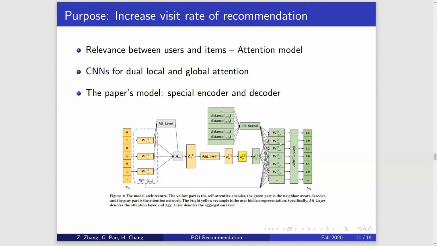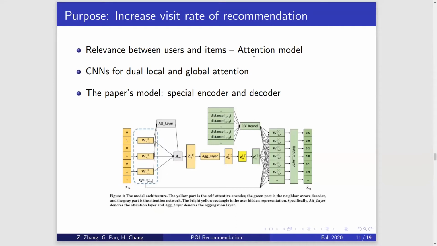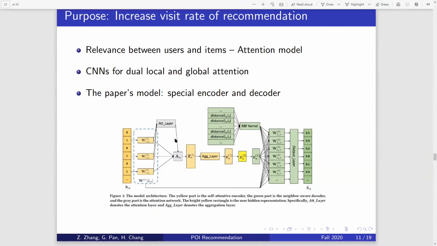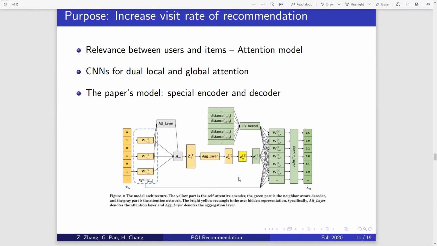The structure of the network in this paper includes a self-attentive encoder as the input layer and a neighbor-aware decoder as the output layer. After applying these two layers, the performance of the recommendation network is improved dramatically. So the structure is shown here. The model contains three parts. As we can see, the left, middle, and right show different colors.